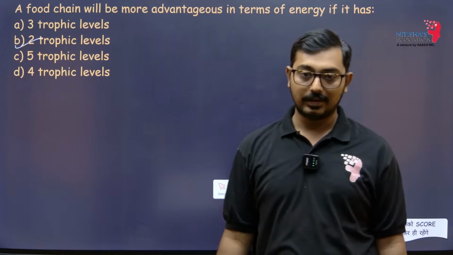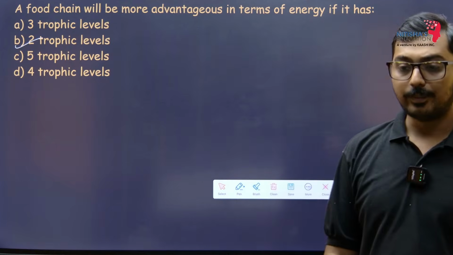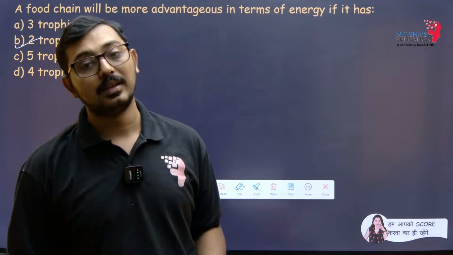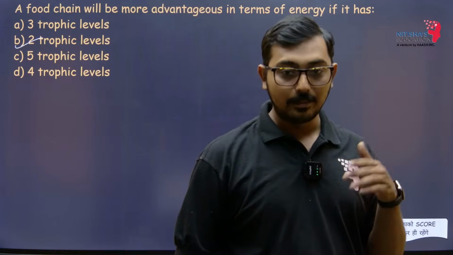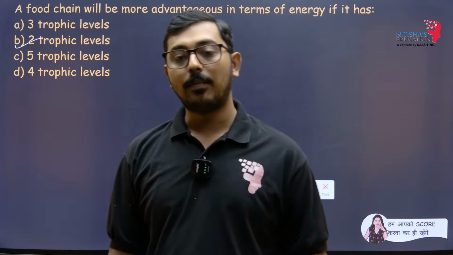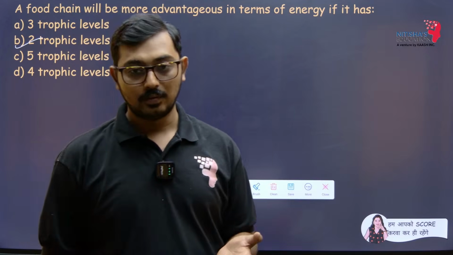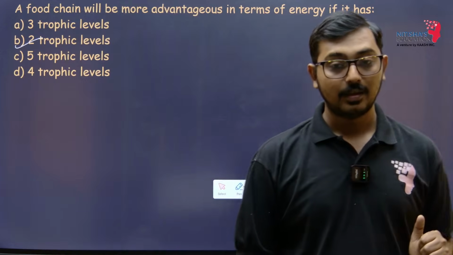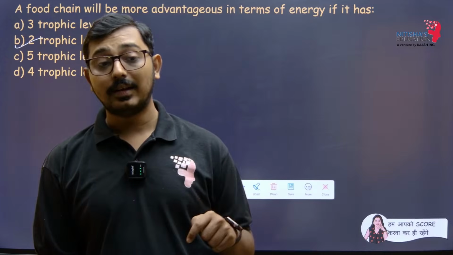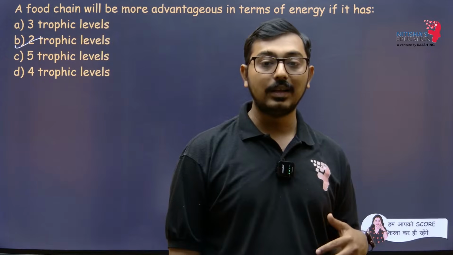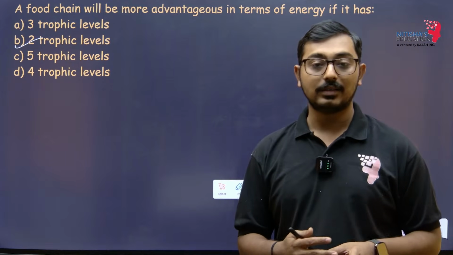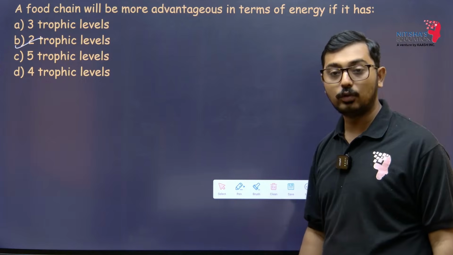2 trophic levels. The more layers a food chain has, if it happens that any one of the levels in between becomes extinct, then there is a problem for the next one. As we had an example with deer: if deer become extinct, then tigers would not have anything, so with the deer, tigers also get extinct. Similarly, if there are fewer trophic levels, it is easier for survival. So 2 trophic levels should be the answer.